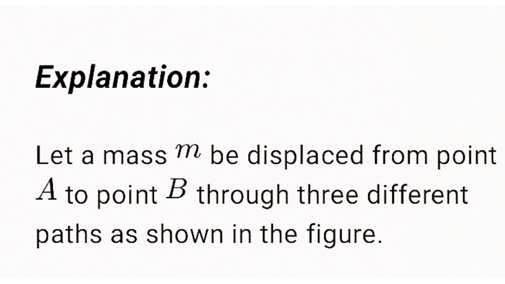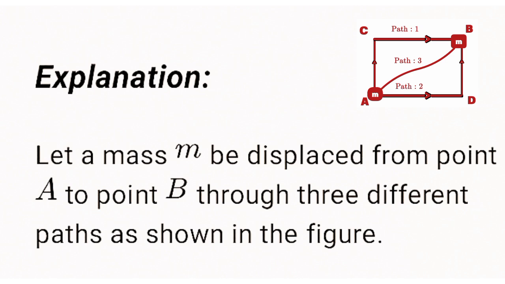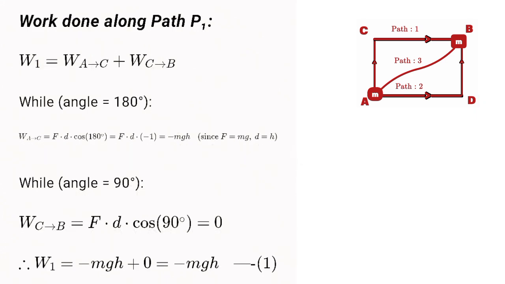Let a mass m be moved from point A to point B along three different paths. Work done along path P1. W1 equals WA to C plus WC to B. For the segment A to C, the angle is 180 degrees, so WA to C equals F times D times cos 180 degrees equals minus mgh. For the segment C to B, the angle is 90 degrees, so WC to B equals 0. Therefore, W1 equals minus mgh.